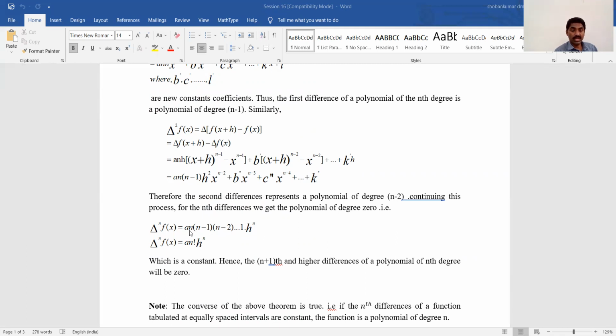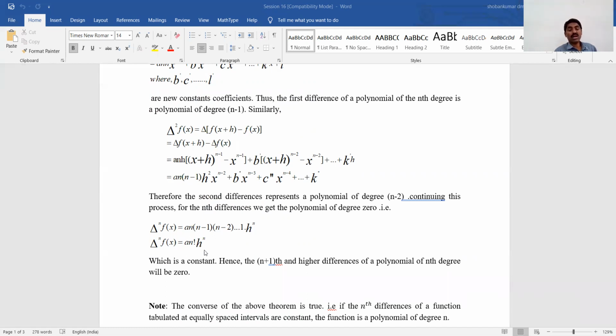Therefore, here n into n minus 1, n minus 2 and so on, 1 means it should be n factorial. Therefore, delta n f of x is equal to a n factorial h raised to n. Hence the proof. This is the required proof of the fundamental theorem of finite differences.